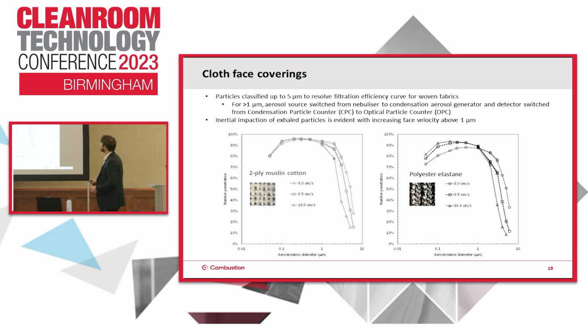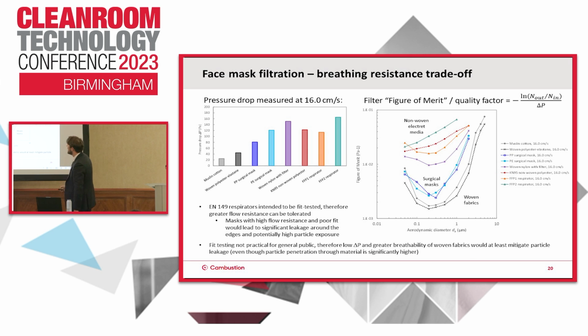And actually you see, these are for 3 different face velocities, and you can distinguish a separate filtration mechanism, inertial impaction, because you're actually collecting more as the face velocity is increased for those particles on the microscale. And then the filtration performance of the mask has to be balanced against the pressure drop or breathing resistance. So these are some pressure drop measurements for all those samples you have seen. And this is a method in the literature of quantifying that trade-off.